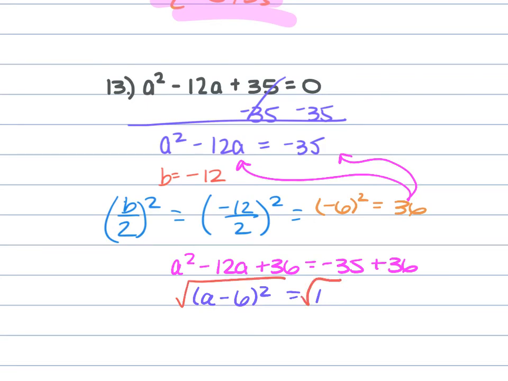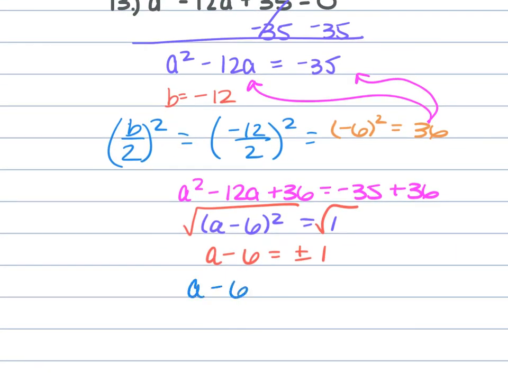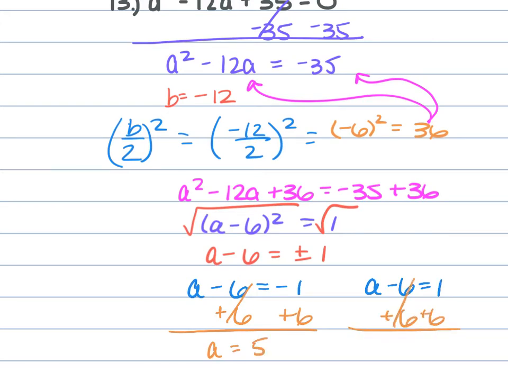We take the square root of both sides. We get a minus 6 is equal to positive and negative 1. We separate this into two equations, so a minus 6 is equal to negative 1, and a minus 6 is equal to positive 1. We're going to add the 6 to both sides, and we get that a is equal to 5, and a is equal to 7.